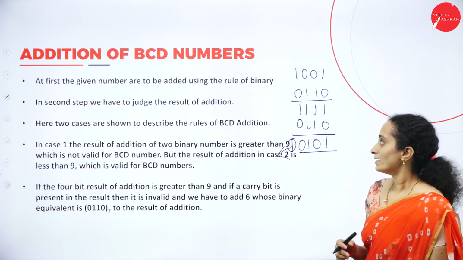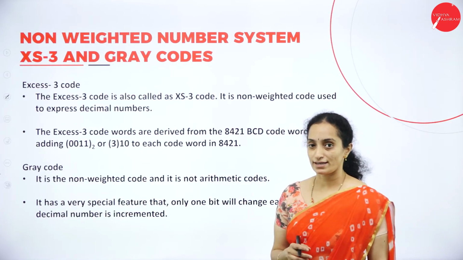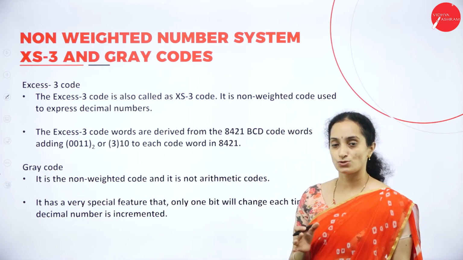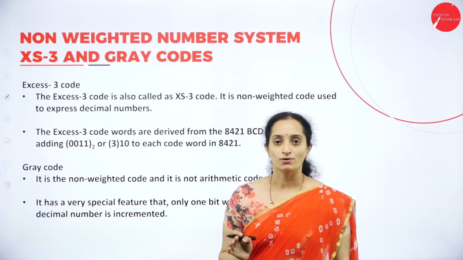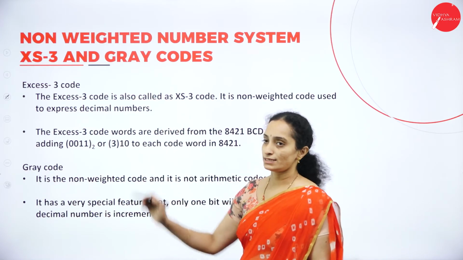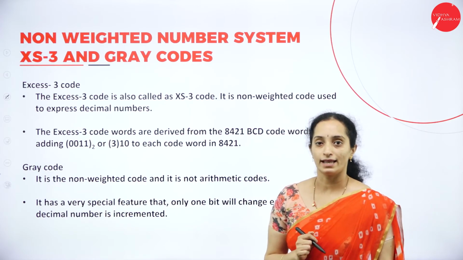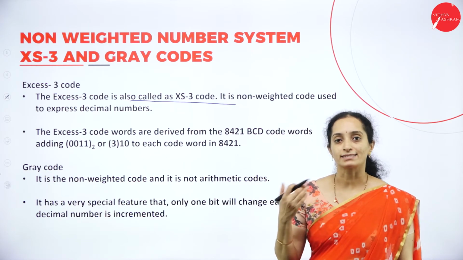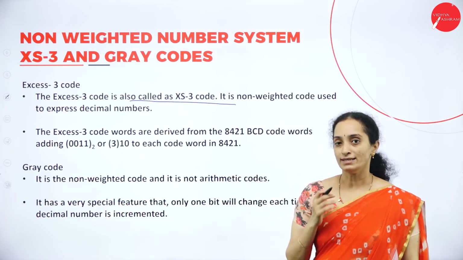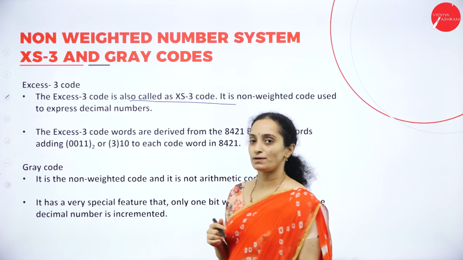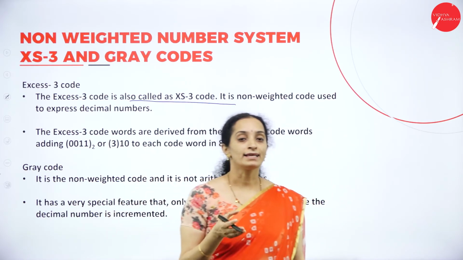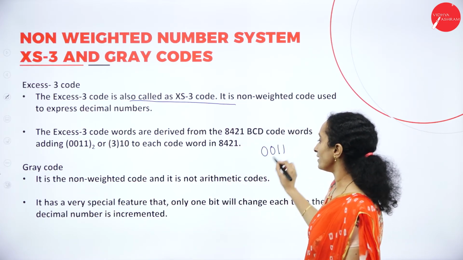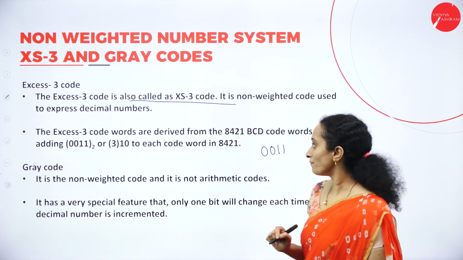All right. Next is about the non-weighted number system. In the non-weighted number system, there is no weightage for the position. Okay. In this, we have codes such as XS3 and the gray codes. Okay. XS3 code is adding an extra 3 to the normal decimal number or normal BCD number. Rather, it is called adding an extra 3, decimal 3 or 0011 to the BCD number. Alright.